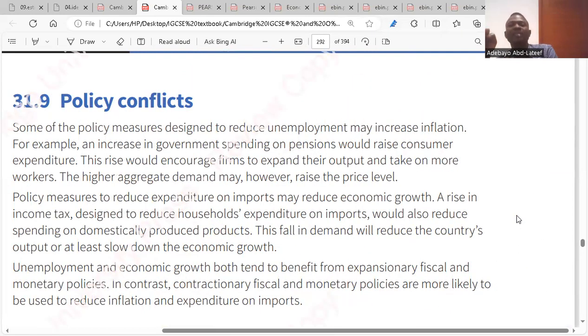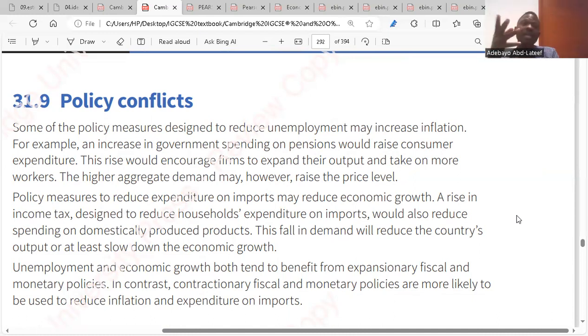So, policies to correct inflation: you use contractionary fiscal and monetary policy. To correct deflation, you use expansionary fiscal or expansionary monetary policy. But if it was cost-push inflation, we use supply-side policy.